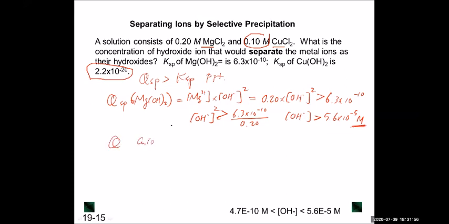Are you supposed to flip the inequality sign when you divide by the molarity? Because for the first example, it says that the concentration of hydroxide has to be greater, but the answer shows that it has to be less. Oh, that answer key, not yet. We haven't got there yet. What we're doing here is only for magnesium to precipitate.